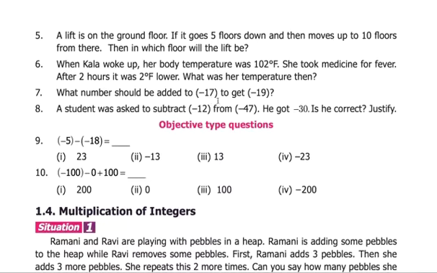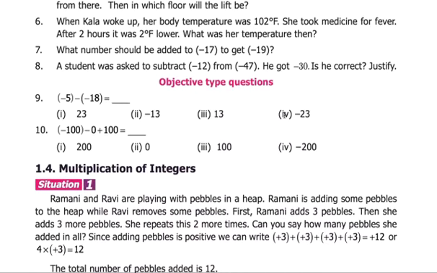What number should be added to minus 17 to get minus 19? Minus 2. A student was asked to subtract minus 12 from minus 47. He got minus 3. Is he correct? He is incorrect. Okay, why? Because that should be 35, not 30. Minus 35.